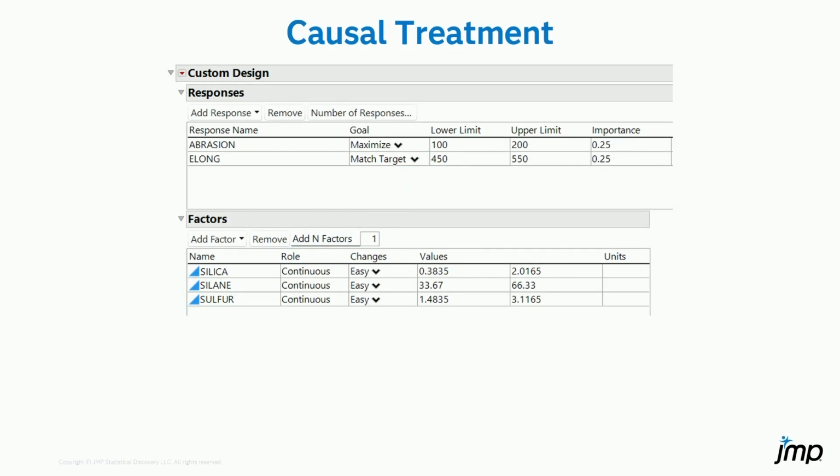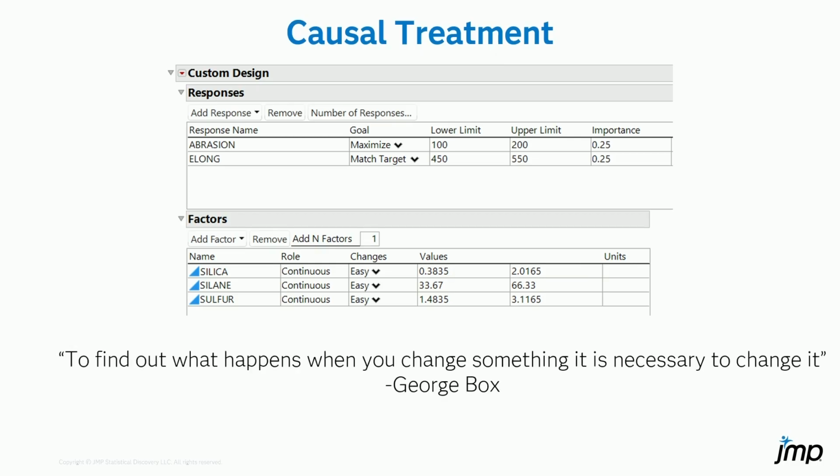Now, JMP is already heavily used for making causal statements from data. That's what design of experiments is all about. The causal approach in JMP DOE implicitly makes a strong assumption that, as George Box, the founder of industrial design of experiments, puts it, to find out what happens when you change something, it is necessary to change it. Factors explicitly need to be set and changed, taking measurements before and after to determine if one variable causes changes in another.